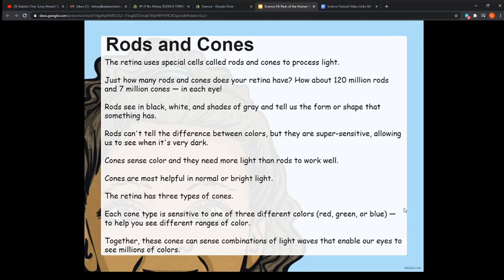The retina has 3 types of cones. Each cone type is sensitive to one of 3 different colors, red, green, or blue, to help you see different ranges of color. Together, these cones can sense combinations of light waves that enable our eyes to see millions of colors.